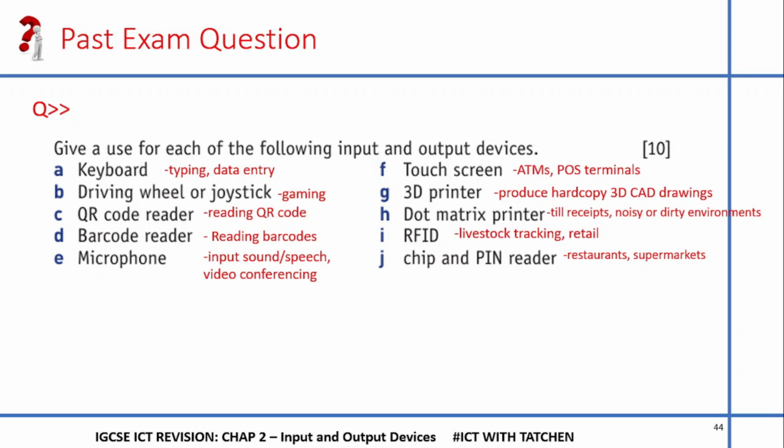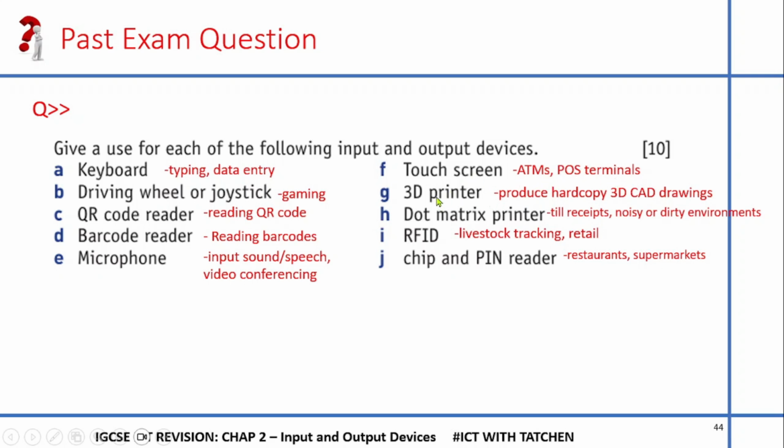You should know all these answers: keyboard, typing, data entry; driving wheel or joystick, gaming; QR code reader, reading QR code; barcode reader, reading barcodes; microphone, input sound. You can use a microphone to input sound like I'm doing now, speech, video conferencing. When you're on a call, you use a microphone. Touch screens, ATM, point of sale terminals. POS means point of sale terminals. That's where you find touch screens.